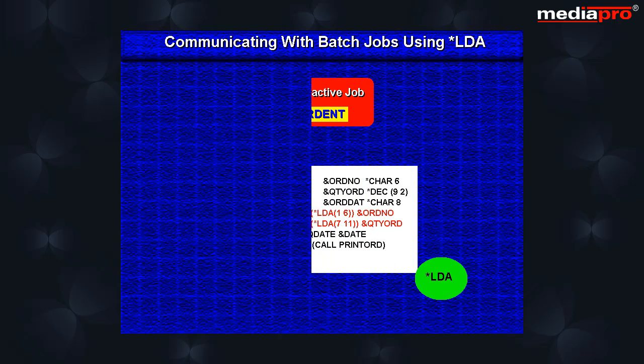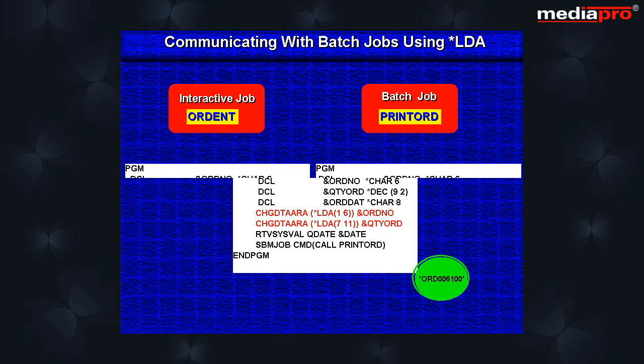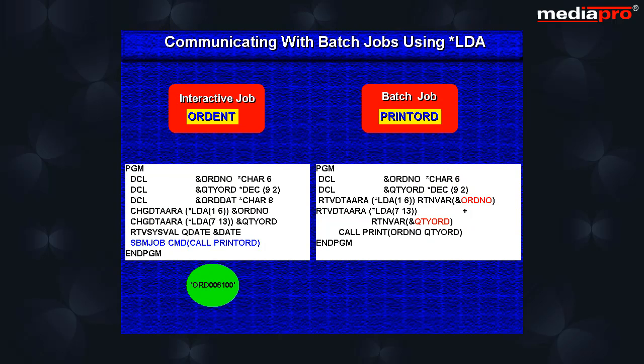Let us look at an example. The interactive job uses the change data area command to put the order number and quantity ordered into the local data area. We then use the submit job command to submit the batch job. At this point, the contents of the interactive job's local data area would have been copied to the local data area created for the batch job. In the batch job, you use the retrieve data area command to retrieve the order number and the quantity ordered from its local data area.